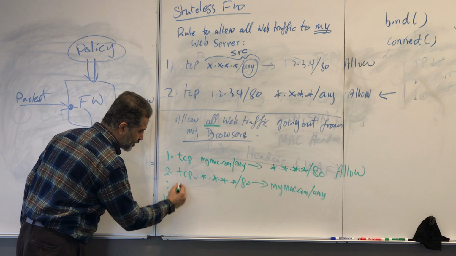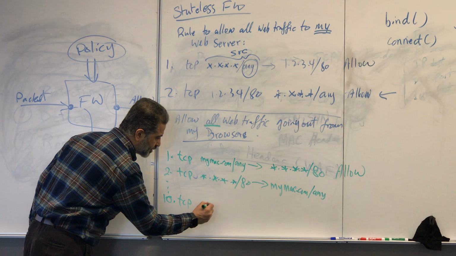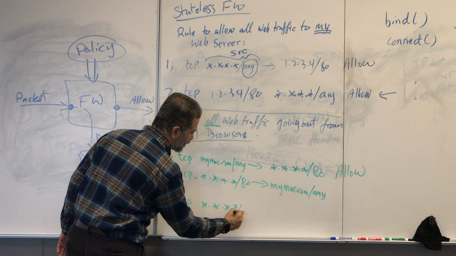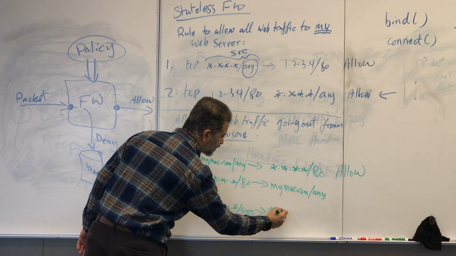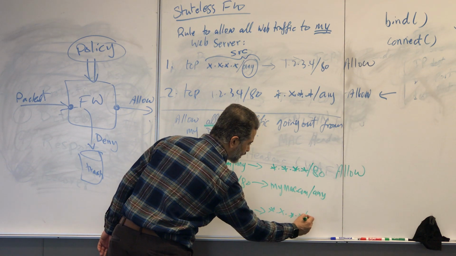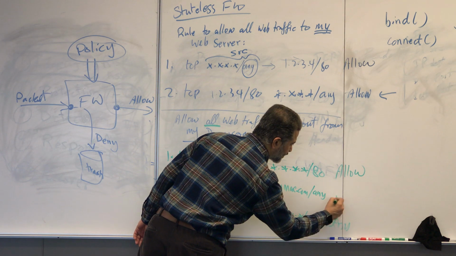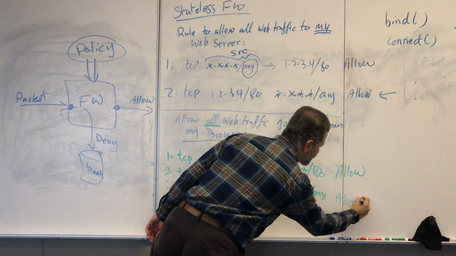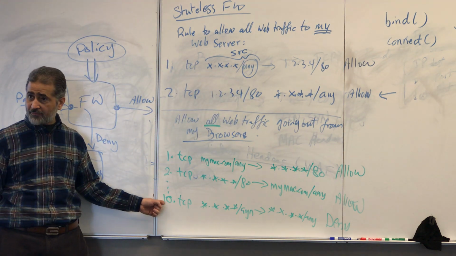Look at this. TCP star, any going to star, any deny. You see that? This 1 and 2 allow, and rule number 10 deny everything else.